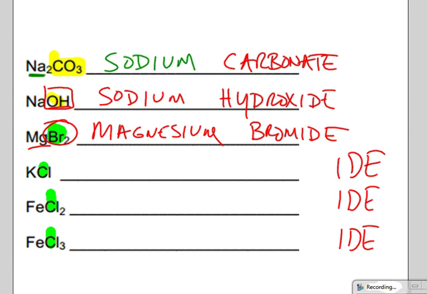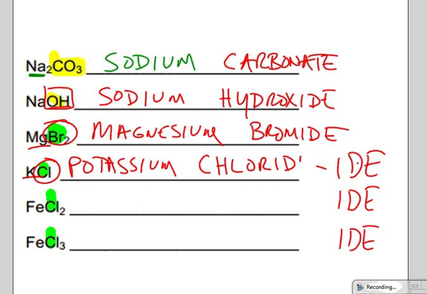Next, this is potassium, so I write potassium right here. Then chlorine plus the IDE because it's monatomic. So potassium chloride. That's all you're doing. The key to naming is recognizing poly or mono for ionic naming. Poly goes to your memorization over the summer. If it's mono, you're just slapping on an IDE at the end.